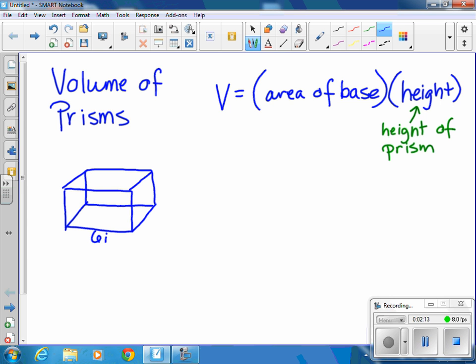Let's go ahead and give some measurements. We're going to call this 6 inches. We're going to call this 5 inches. And we're going to call this 4 inches. Now keep in mind that one of these is the length, one of these is the width, and one of these is the height. And we're going to worry about which one is which in just a little bit.